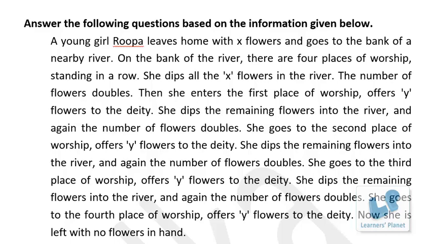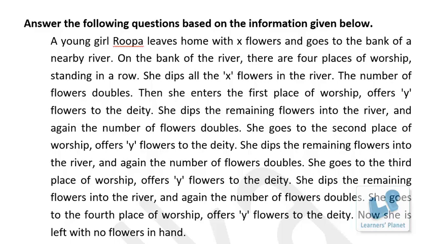A young girl, Rupa, leaves home with X flowers and goes to the bank of a nearby river. On the bank of the river, there are four places of worship standing in a row. She dips all the X flowers in the river. The number of flowers doubles.